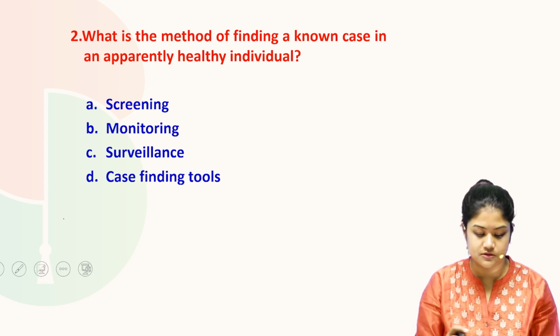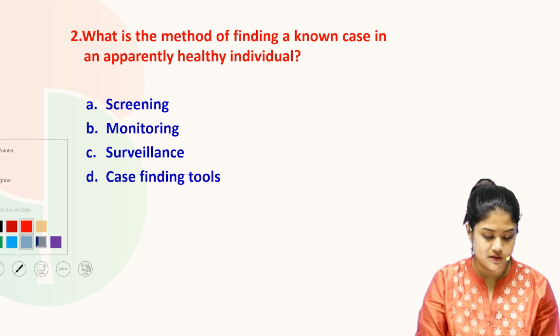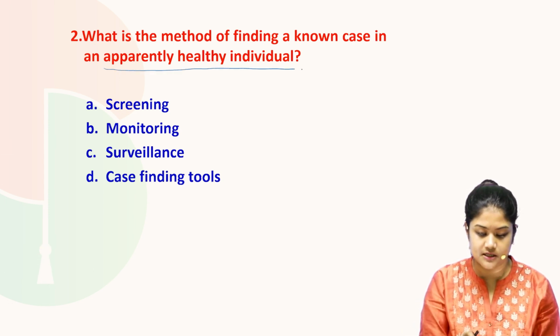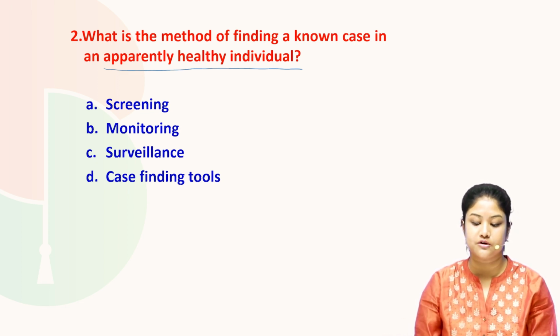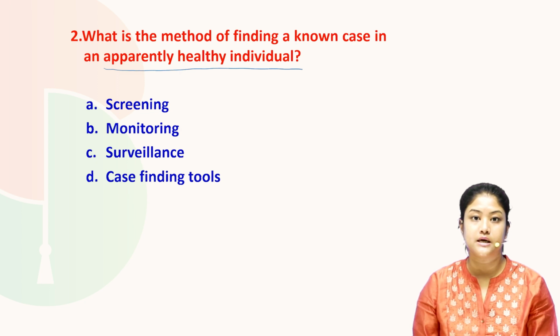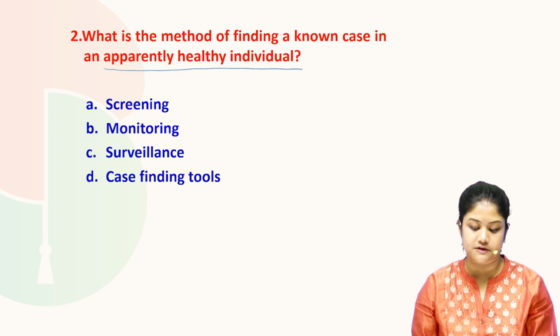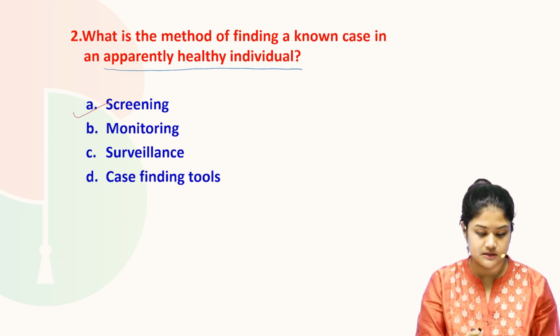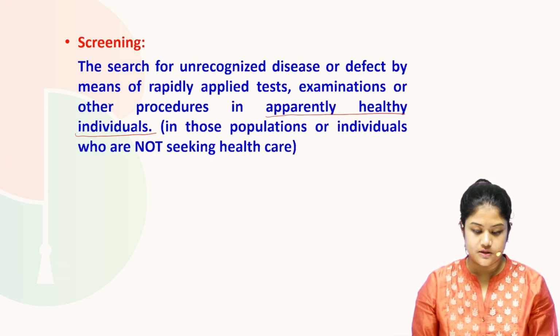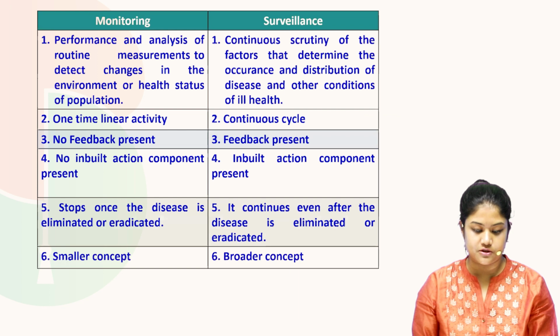So let's look into our question. So here also, the words apparently healthy individual are given. So if we can catch hold of these keywords, we can easily identify our correct option. So in this question, our correct option is screening. So let's look into other options also.